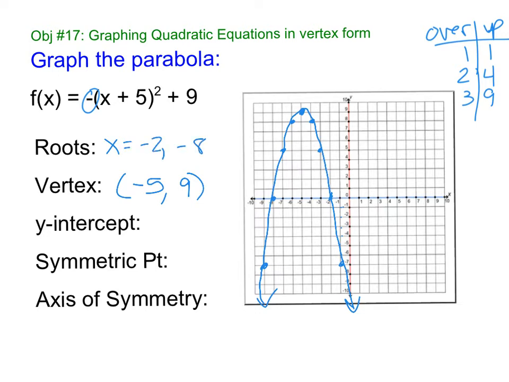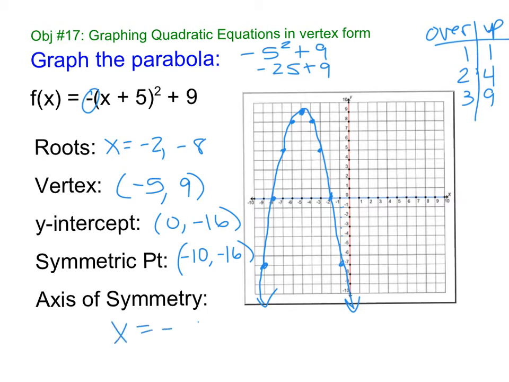My y-intercept, I have to plug in 0. So if I plug in 0, I get negative 5 squared plus 9. So that's negative 25 plus 9, which is negative 16. We don't need the symmetric point, but if you want to write it, it's negative 10, negative 16. We double our vertex, and then the y-intercept's the same. And then our axis of symmetry is x equals negative 5. So that's really straightforward. This should be easy.